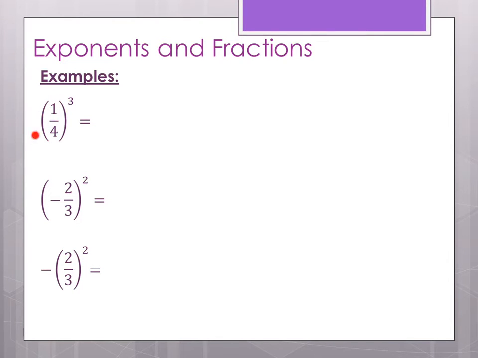So in this example, we have 1/4 to the third power, or you may hear that as 1/4 cubed. Third and cubed mean the same thing. When we expand this, we've got 1/4 times itself 3 times because our exponent was 3. So 1/4 times 1/4 times 1/4. That's 1/4 cubed, or 1/4 3 times. I multiply across the top. 1 times 1 times 1 is just 1. And then I multiply across the bottom. 4 times 4 is 16. And then 16 times 4 is going to be 64.